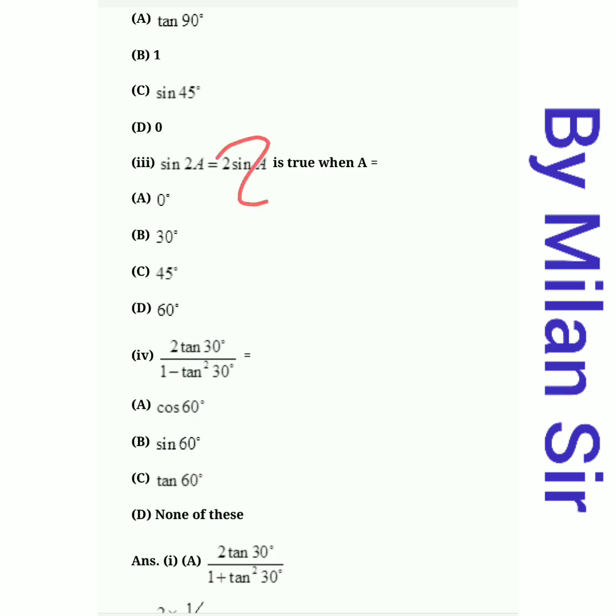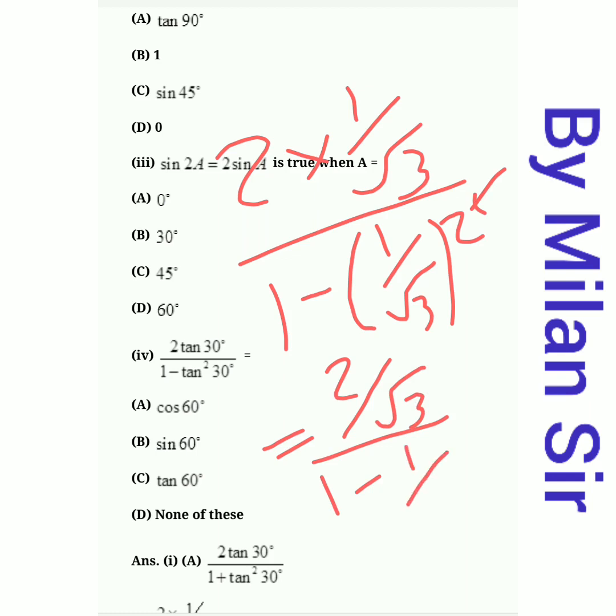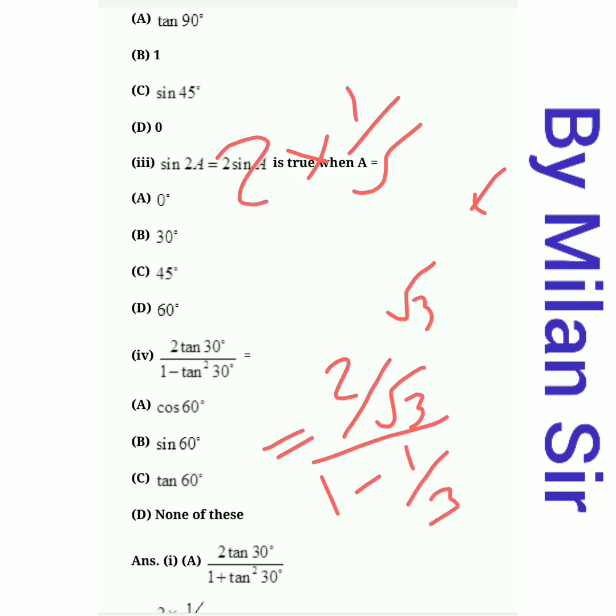So in numerator 2 into tan 30. Tan 30 is equal to 1 upon under root 3. In denominator 1 minus tan square 30, so 1 upon under root 3 all square. Now in numerator 1 upon under root 3, and in denominator 1 minus, now 1 upon under root 3 square. So 1 square is 1 and under root 3 square is only 3. Right?